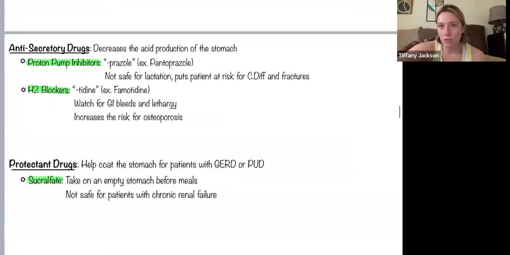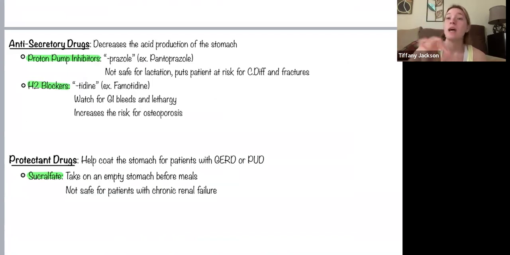Our anti-secretory drugs decrease acid production of the stomach. Again, same rules apply, must be given away from other medications. Okay, first up is our proton pump inhibitors. They end in prazole. Again, these are not safe for breastfeeding moms, and put the patient at risk for fractures and at risk for C. diff.